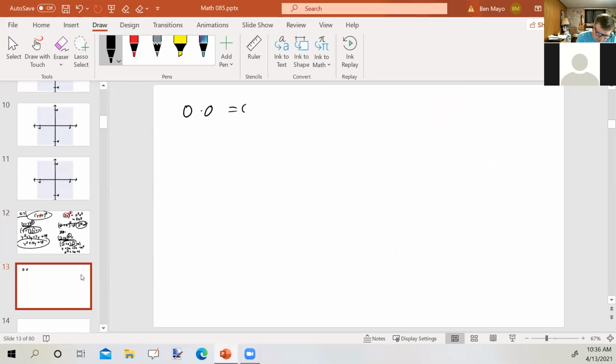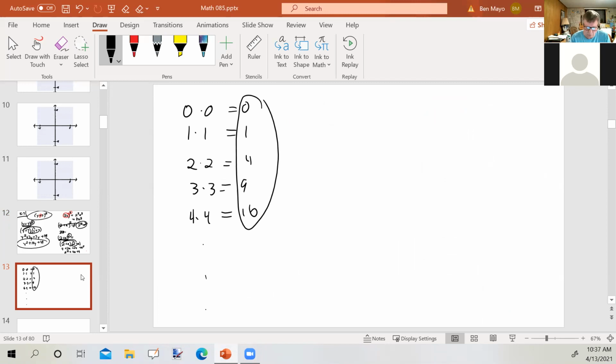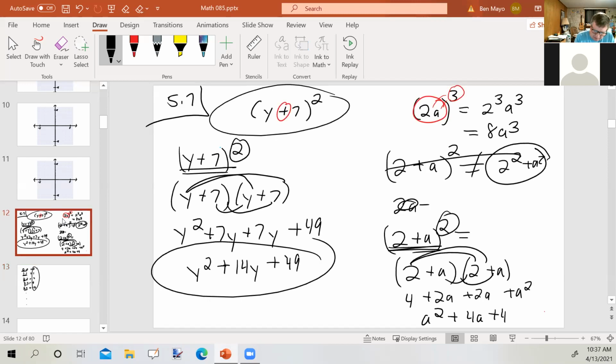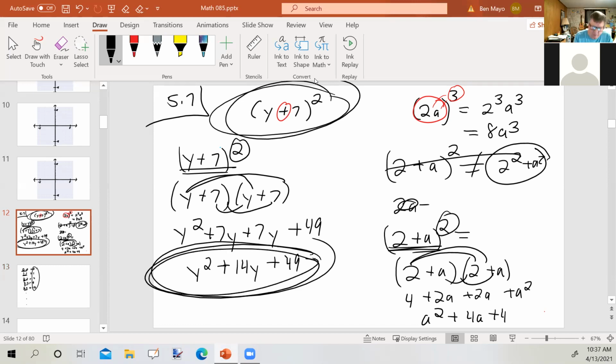0 times 0 equals 0, 1 times 1 equals 1, 2 times 2 equals 4, 3 times 3 equals 9, 4 times 4 equals 16, etc. These numbers, 0, 1, 4, 9, 16, 25, 36, 49, 64, etc., are called perfect squares because they have two identical factors. So back to this problem, this has two identical factors, y plus 7 and y plus 7. So it's known as a perfect square trinomial.